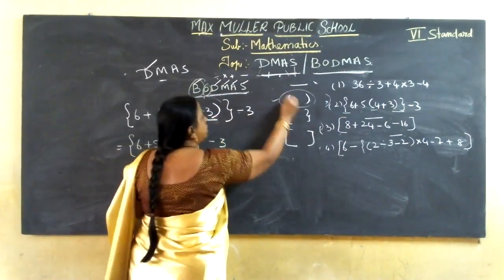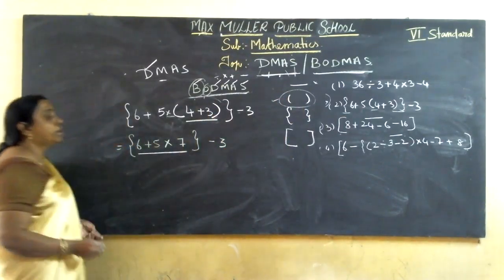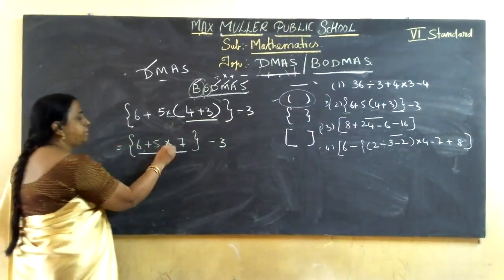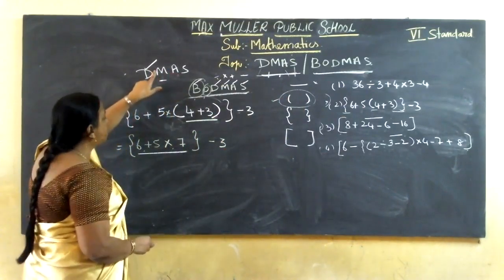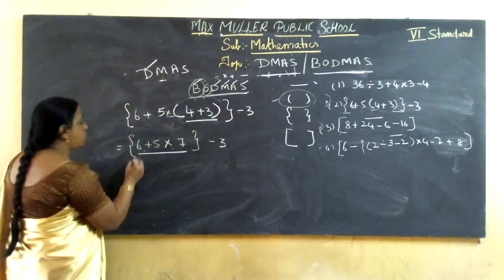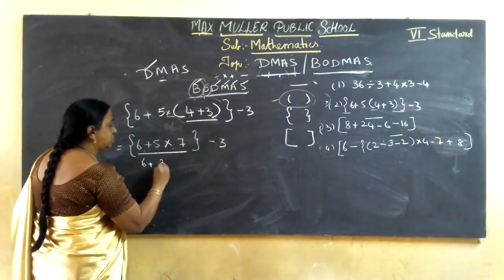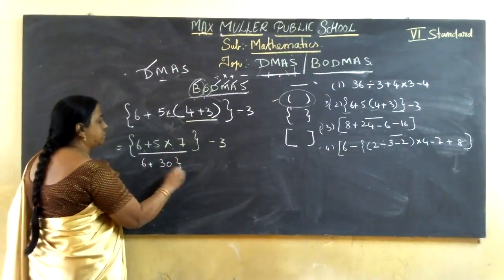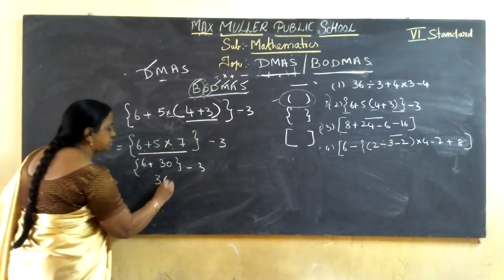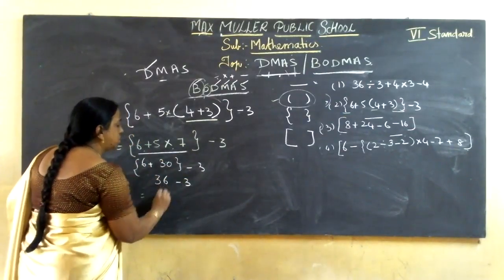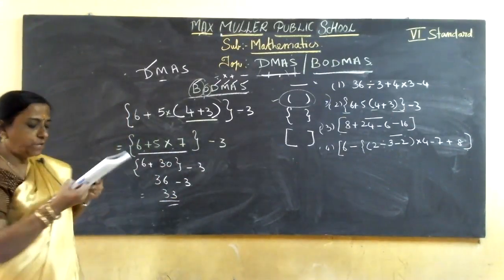Now this bracket is over, next the curly bracket, from here to here. In the curly bracket, addition is there and multiplication is there. Which one should you go first, addition or multiplication? First multiply, then add. So 5 sevens are 35, 6 plus 5 sevens. Now minus 3. Like this you should do step by step. Clear? Now the next question.